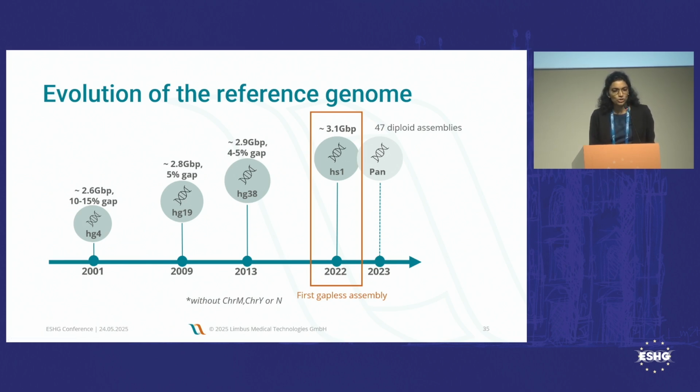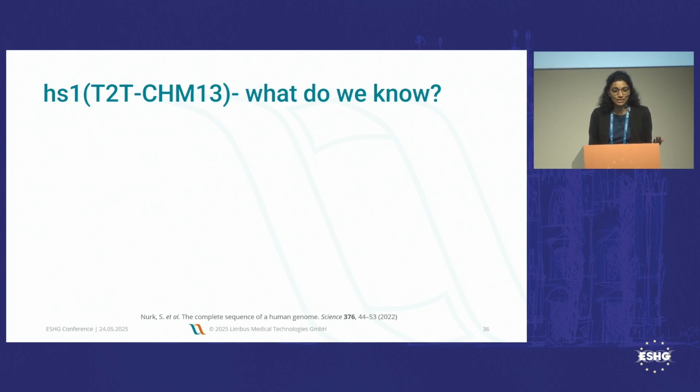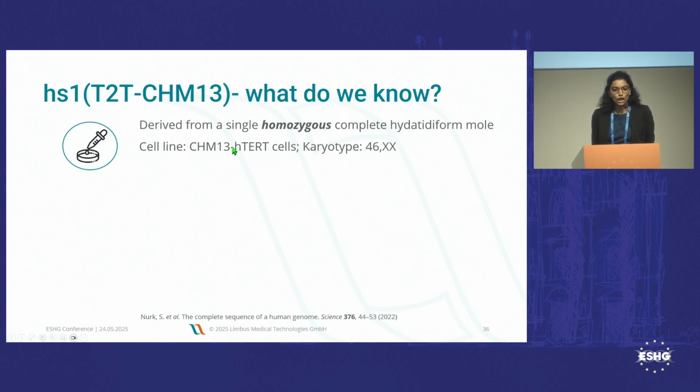So what do we know today about the T2T? HS1, which is nothing but the T2T CHM13 assembly, comes from CHM13 hTERT cell lines, which are immortalized cell lines derived from a homozygous complete hydatidiform mole. That means it is an abnormal condition where an egg without a nucleus is fertilized by a sperm, and the paternal chromosome gets duplicated, as a result of which we have a 46,XX. And therefore, we do not have a Y chromosome. That is basically addressed by using the HG002 sample, the Genome in a Bottle sample, from which the Y chromosome comes in, and these combined together are now called the human sequence 1 by UCSC.